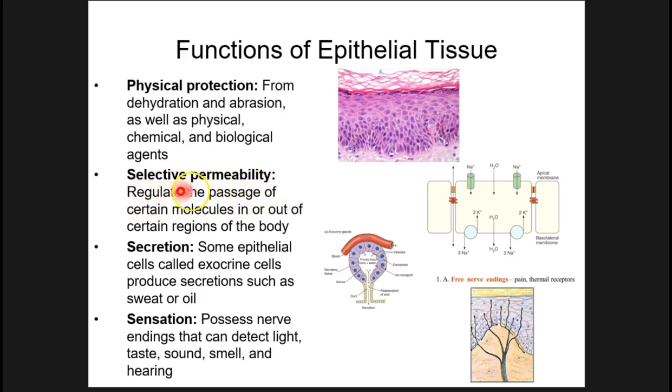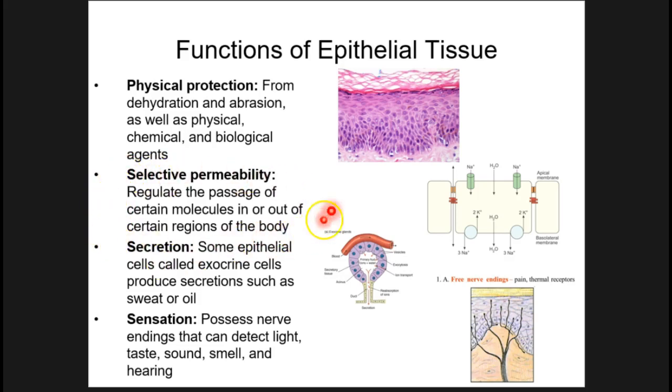Selective permeability. Let's say you're in the digestive system and you've eaten a hamburger and you need to get those proteins, fats, carbohydrates from the lumen, from the inside of your gut tube, from your small intestine, into your bloodstream. That's going to allow for permeability of those things. Proteins, fats, and carbs are going to be permeable through that digestive epithelium.